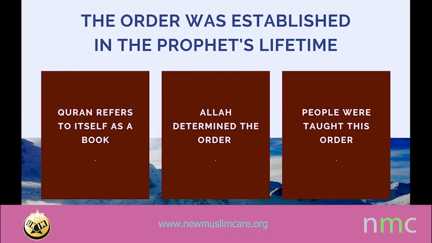Okay? And even the Quran refers to itself as a book. So although it had verses from here, there, and everywhere coming together, it was always meant to be a book. It was always meant to be read in a specific order. And Allah subhanahu wa ta'ala, God, is the one who determined that order.